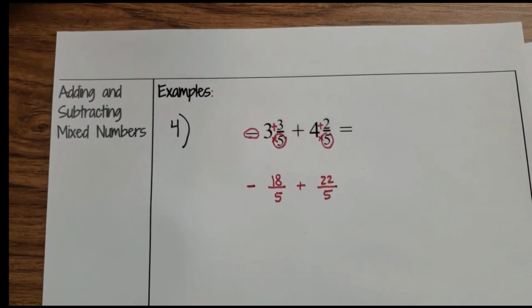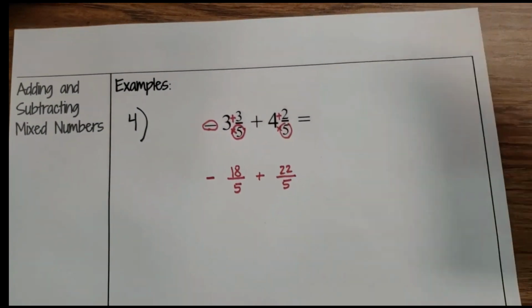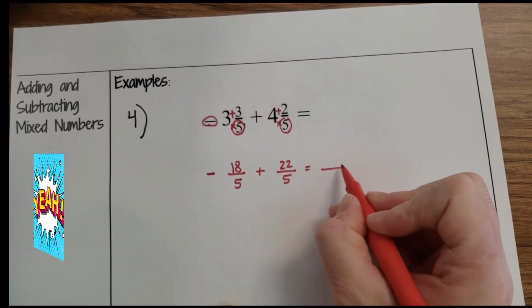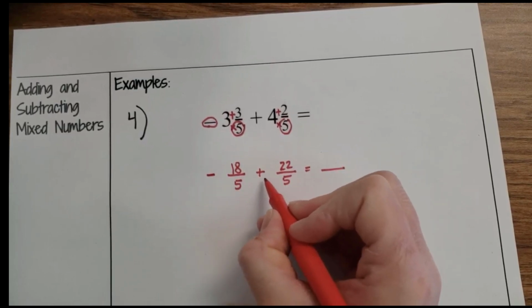Well, would you look at that? Oh my goodness, we have common denominators. We don't even need to find a common denominator. We have them, so we can just go ahead and add. So we've got negative 18 fifths plus 22 fifths.